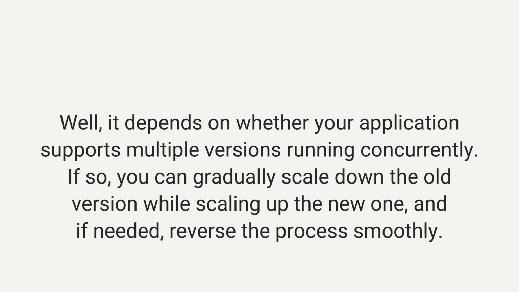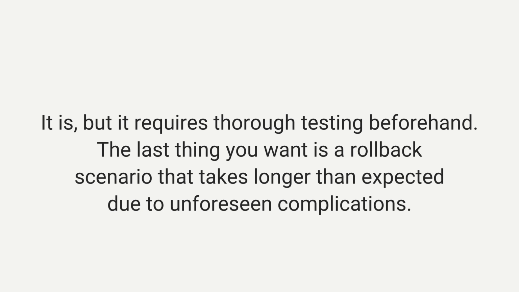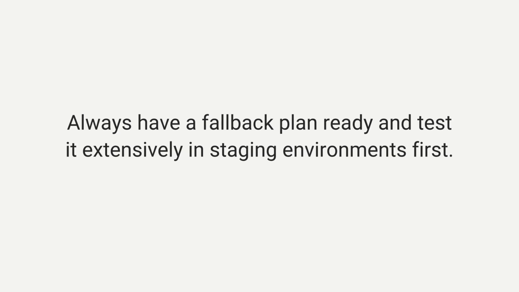Well, it depends on whether your application supports multiple versions running concurrently. If so, you can gradually scale down the old version while scaling up the new one, and if needed, reverse the process smoothly. It's also helpful to have detailed logs and monitoring set up so you can pinpoint exactly what went wrong during an update. That sounds like a robust approach. It is, but it requires thorough testing beforehand. The last thing you want is a rollback scenario that takes longer than expected due to unforeseen complications. Always have a fallback plan ready and test it extensively in staging environments first.